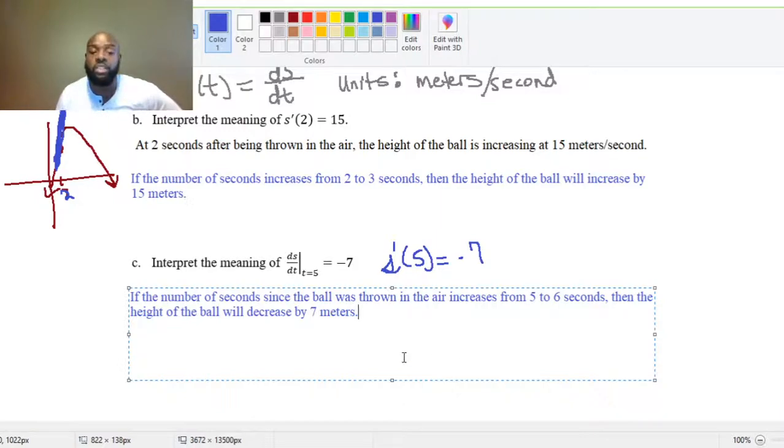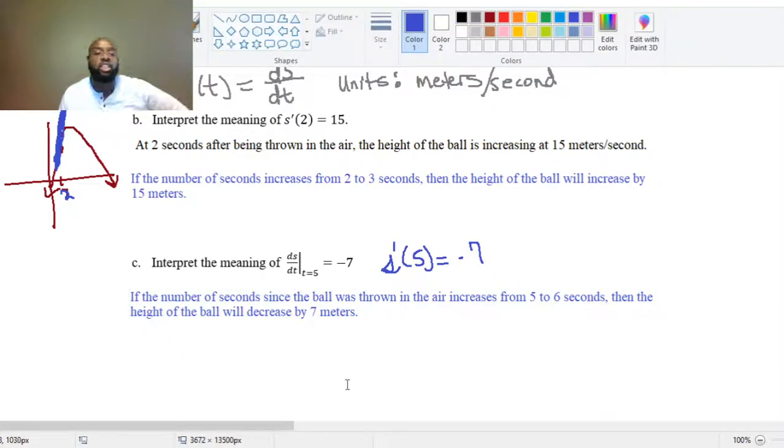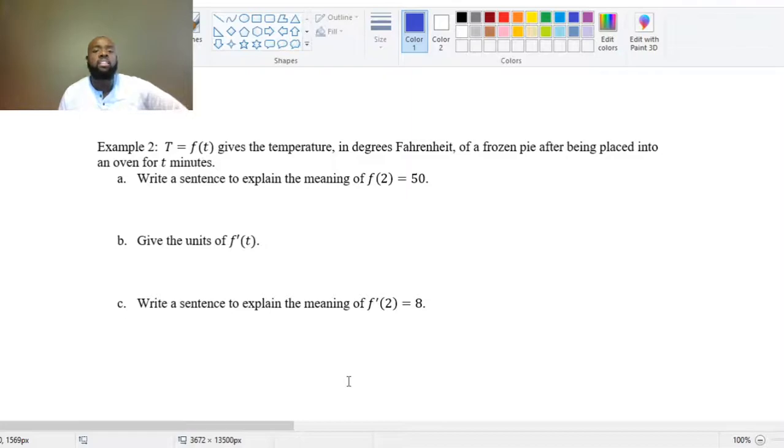I'm not going to say meters per second because that change of one from 5 to 6 seconds takes care of that per second. And also I didn't put a -7 there because I used the word decrease, right? And so that takes care of that. And so that's that interpretation. Let's look at another example.